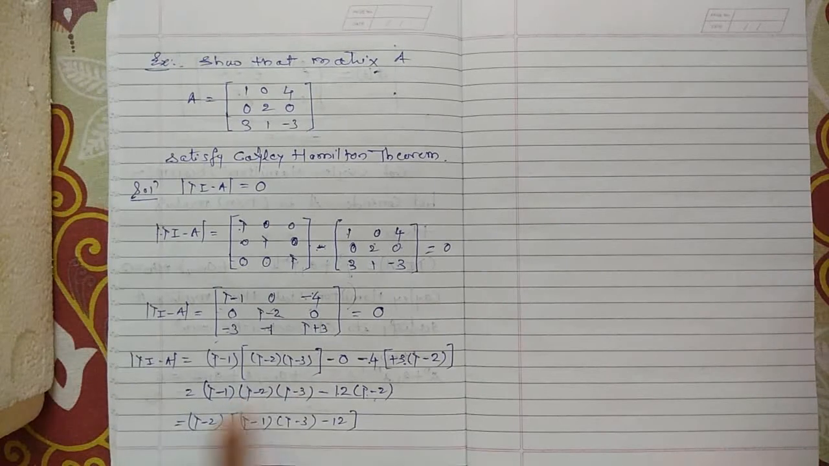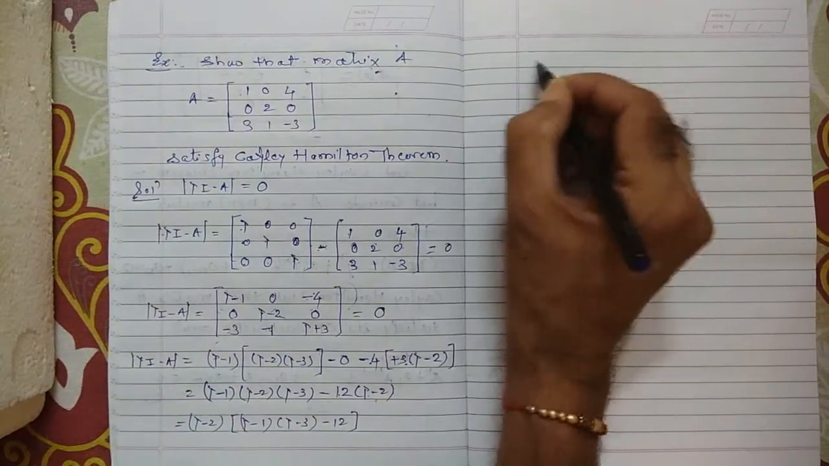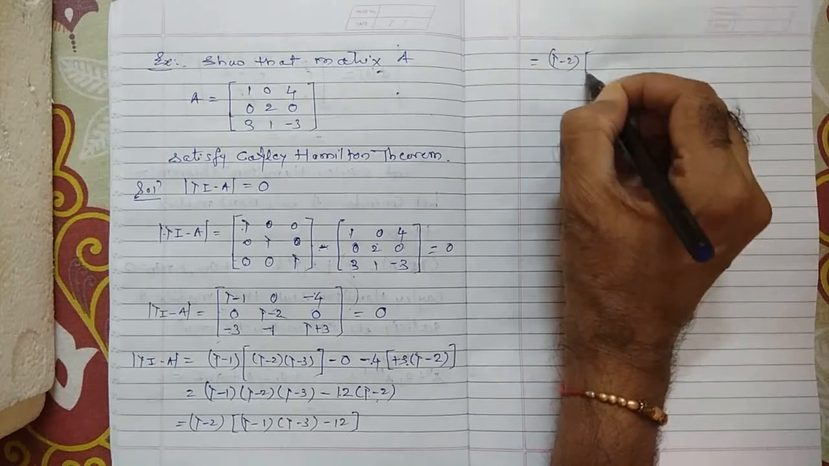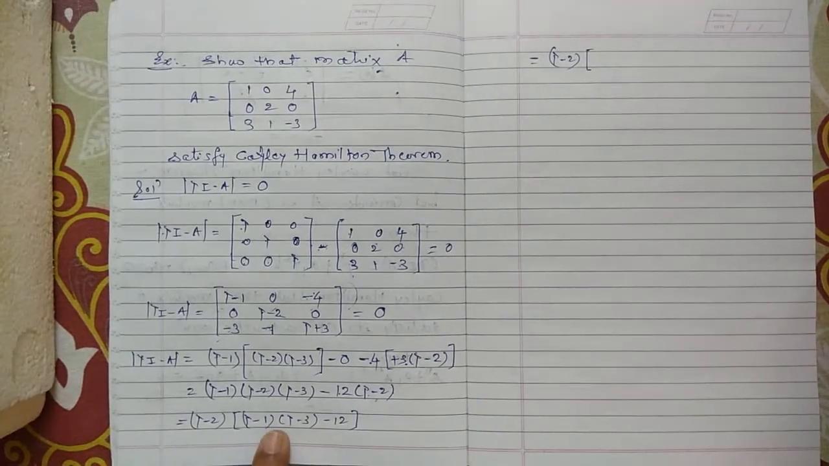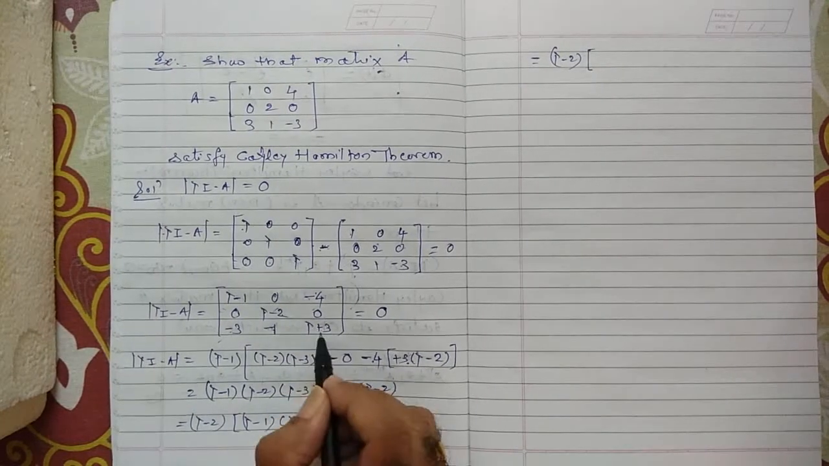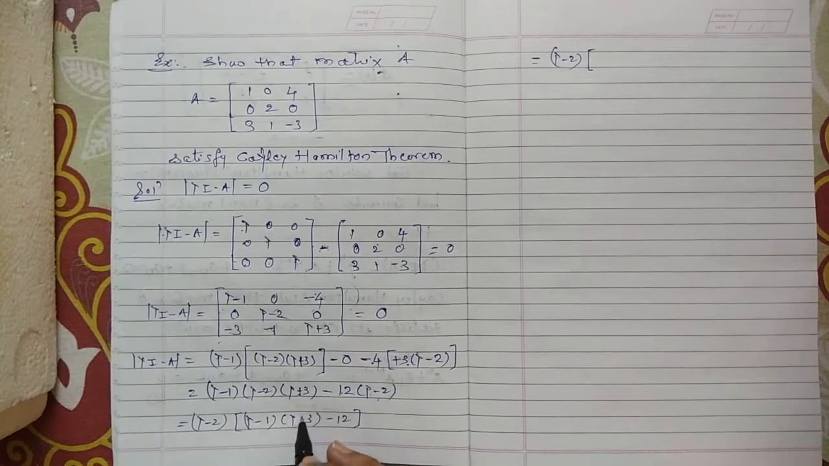This lambda minus 2 and lambda minus 2, that we have taken outside, so here is the minus 12 only, and here is lambda minus 1 and lambda minus 3 as it is. So we can write it as lambda minus 2 in bracket, and we will expand this. Here is the plus 3, and here is also plus 3.